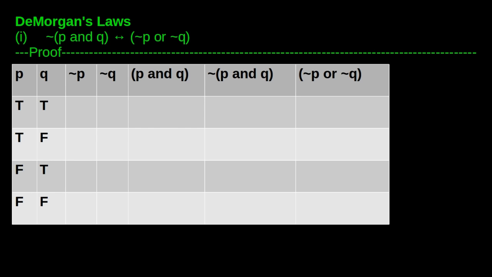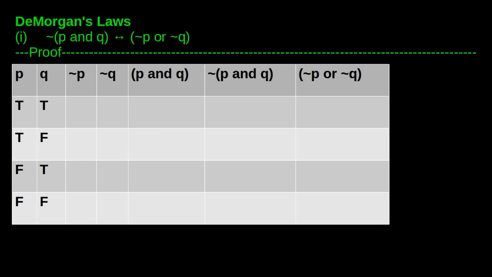This is what it looks like. In the columns for P and Q, we have laid out all the possible combinations of truth values for P and Q. In the second row, we have both P and Q being true, and then in the third row P is true and Q is false. In the fourth row P is false but Q is true, and in the last row they are both false.